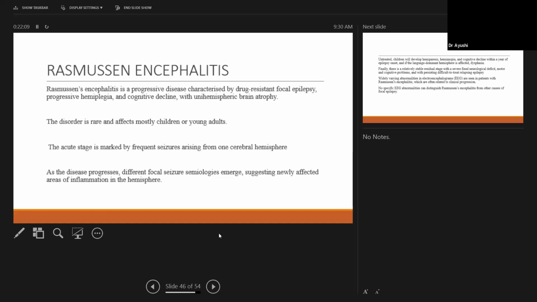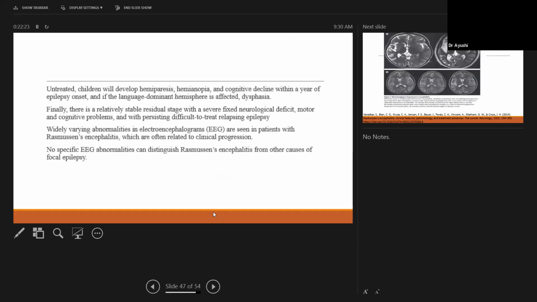The acute stage is marked by frequent seizures arising from one cerebral hemisphere, and as the disease progresses, different focal seizure semiologies emerge, suggesting newly affected areas of inflammation in one hemisphere. Untreated, these children will develop hemiparesis, hemianopia, and cognitive decline within a year of epilepsy onset, and if the language-dominant hemisphere is affected, dysphasia. Finally, there is a relatively stable residual stage with a severe fixed neurological deficit, motor and cognitive problems, and persisting, difficult-to-treat relapsing epilepsy. Widely varying abnormalities will be seen in EEG, which are often related to the clinical progression, and no specific EEG abnormality can distinguish Rasmussen's encephalitis from other causes of focal epilepsy.